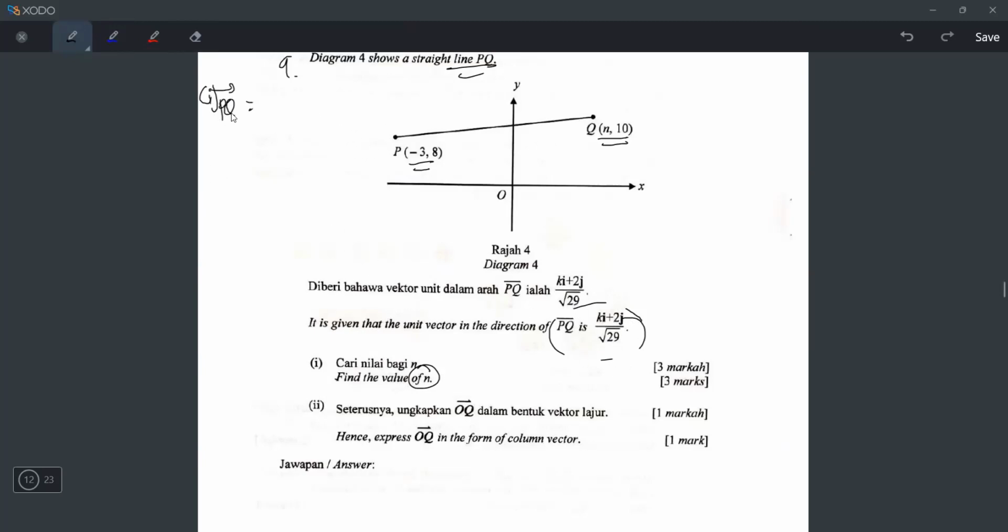So what is my PQ vector? If I want the vector from P to Q, it will be something i plus something j, right? And i is for the left-right movement, j is for the up-down movement.